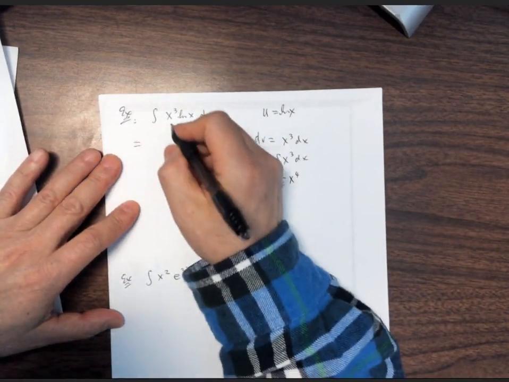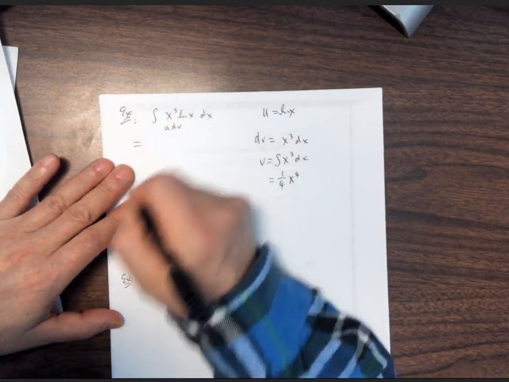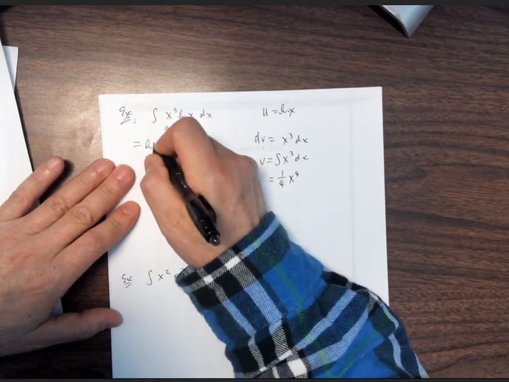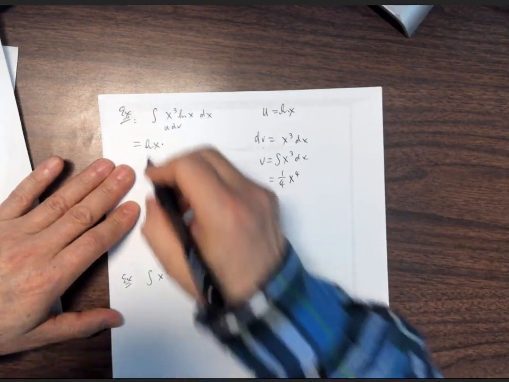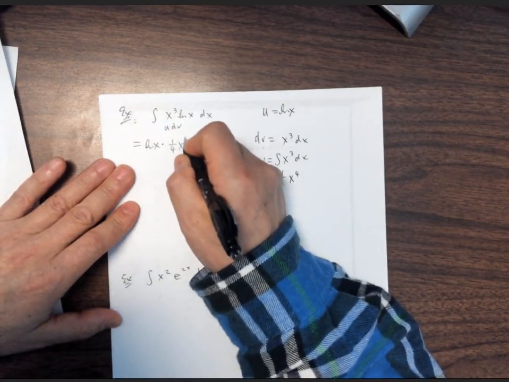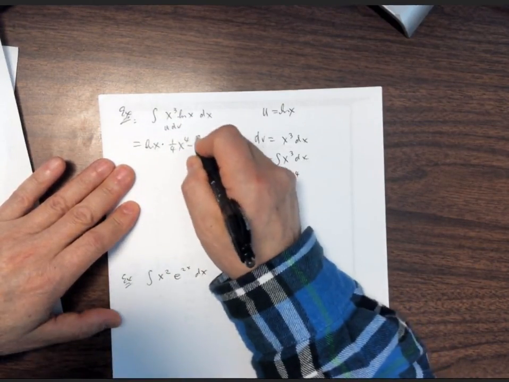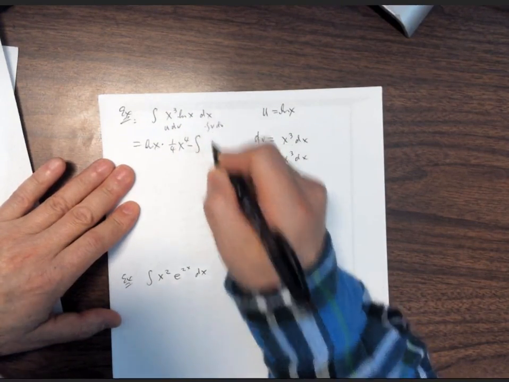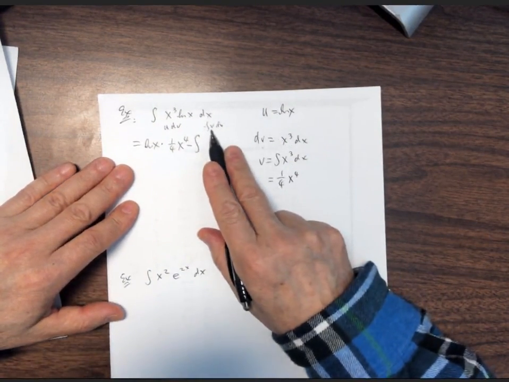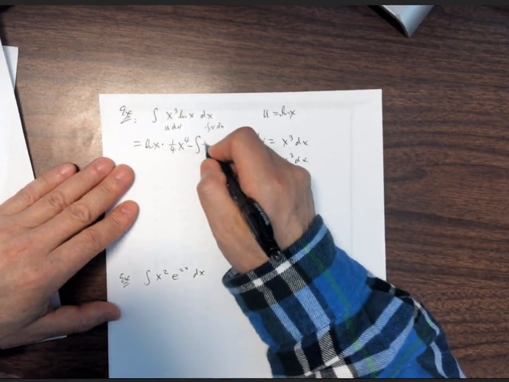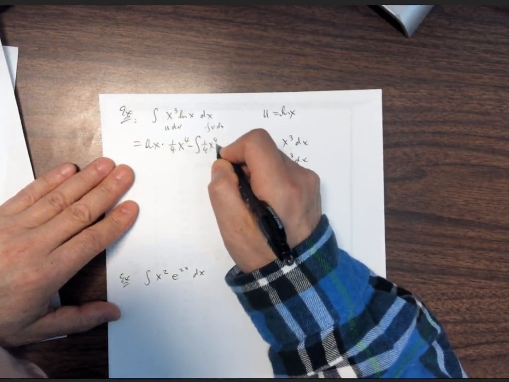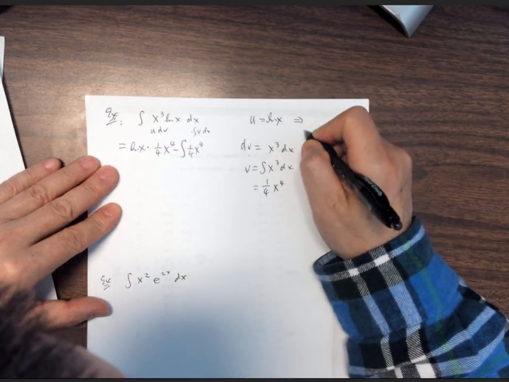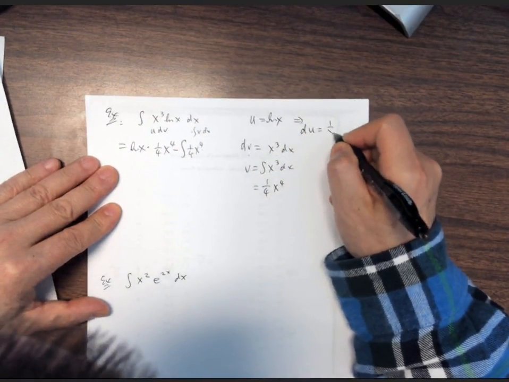Okay. So we start with the integral u dv. Now let's write down u times v minus integral v du. V, we have to figure out. Du, well, from here, du is 1/x dx.